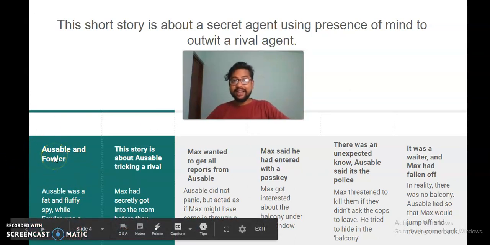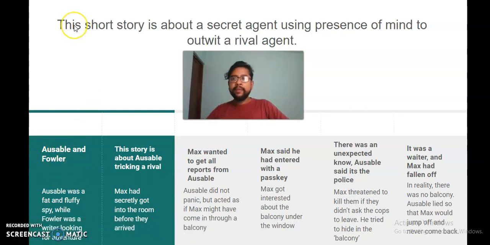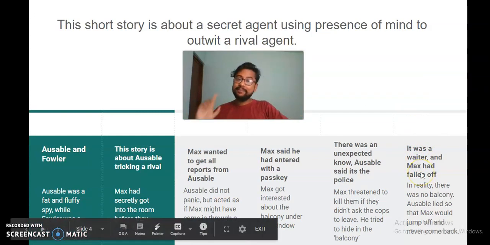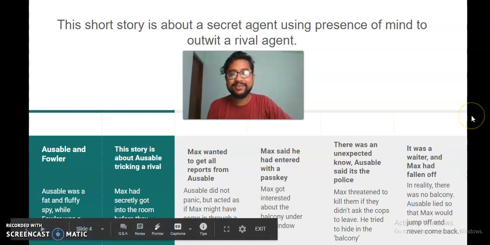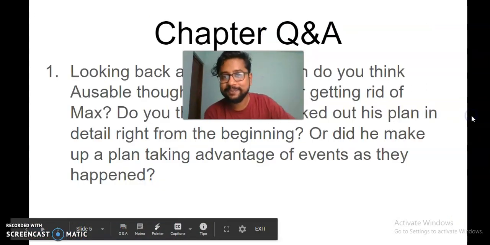When Fowler asked Osable, "Hey, what happened? I just heard a sound as if someone just fell," Osable said, "There is no balcony. There never was a balcony. It was a waiter, and Max had fallen off." Max believed that there was a balcony underneath, just trying to hide himself from the police. He fell off. This is the story. It's very simple. Please read it to enjoy the story.